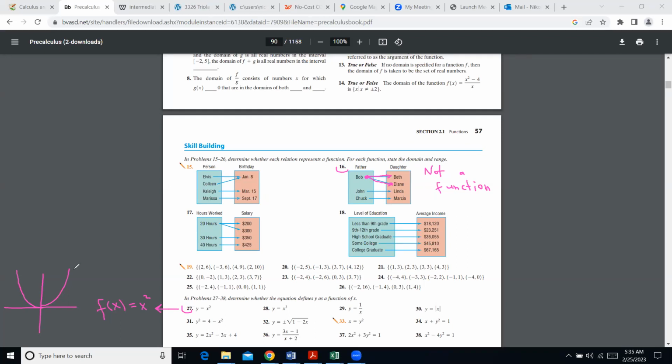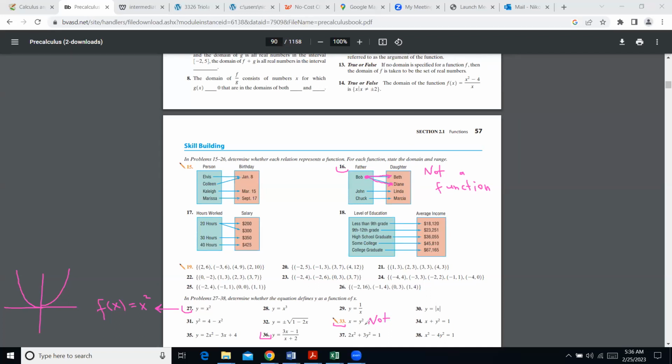So whenever you see y on one side, like in exercise 36, you see the letter y, it doesn't really matter what it is equal to, it's a function. If it's one equation only, then it's a function. On the contrary, exercise 33 is not a function. 33 is not the function.